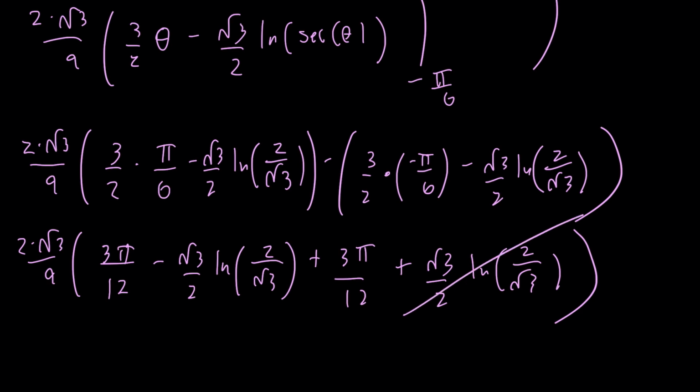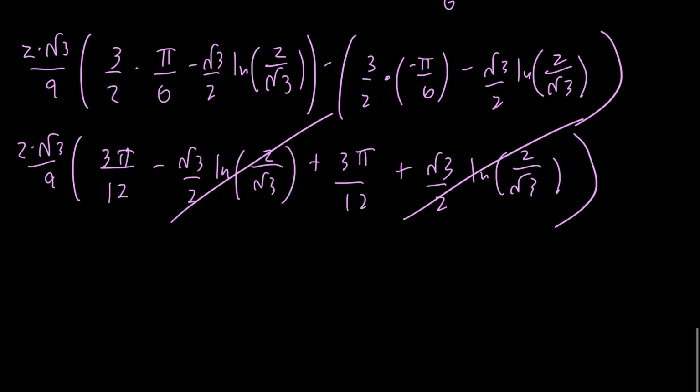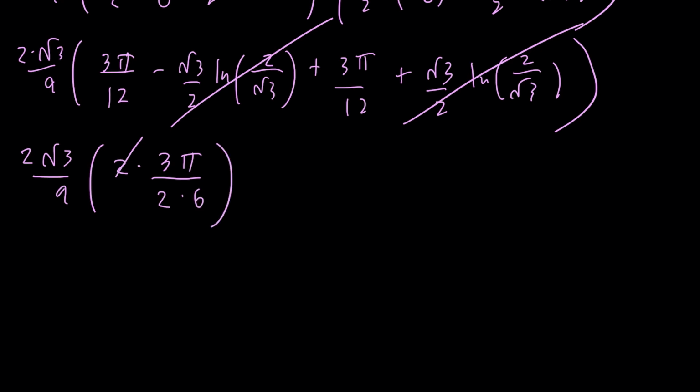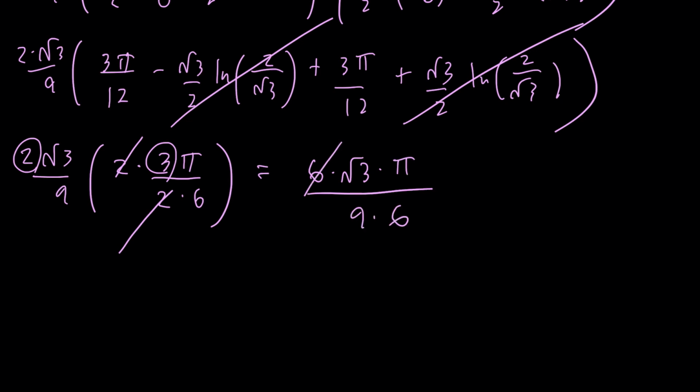And as you can see, we have some nice cancellation here. We have a 3 pi over 12 plus 3 pi over 12, but that's 2 times 3 pi over 12, which is 2 times 6. So these are gone now. And we can multiply the 2 and 3 here. So we have 6 times the square root of 3 times pi divided by 9 times 6, but the 6s cancel. So for that secondary integral, we have pi times the square root of 3 over 9.